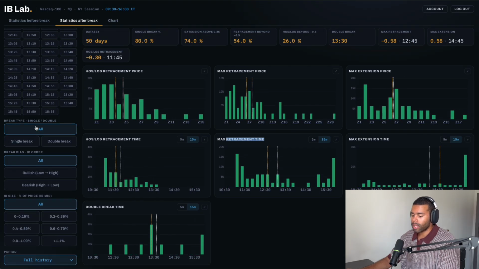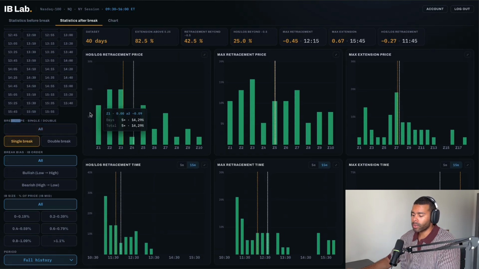So now we have a couple more filterings. We can filter based on single or double breaks. If we click on single breaks, we can see immediately again that we have an even bigger difference between the minus 0.3 to minus 0.4. So I would definitely mark out these first three retracement levels, and then you can mark out the next three retracement levels. So these are nice clusters I would be focusing on. Time-wise, it stays the same. Again, here it stays the same. And extension, again, pretty much all the same.